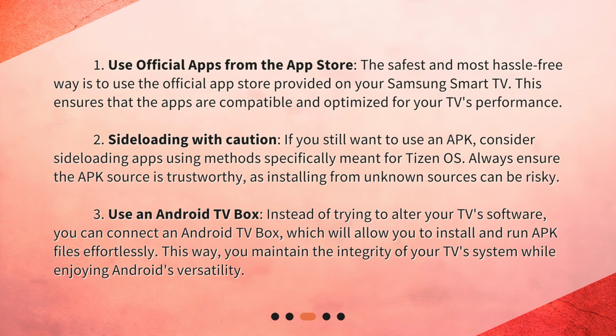3. Use an Android TV box. Instead of trying to alter your TV software, you can connect an Android TV box, which will allow you to install and run APK files effortlessly. This way, you maintain the integrity of your TV system while enjoying Android's versatility.